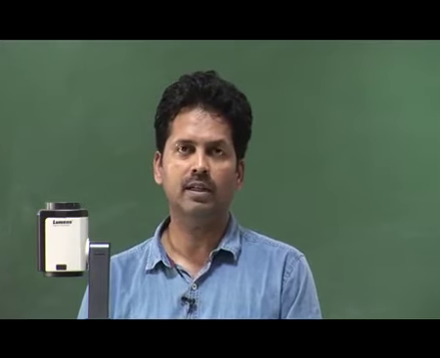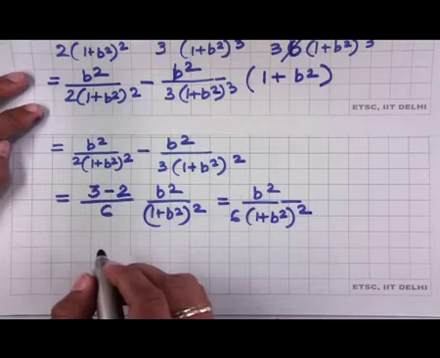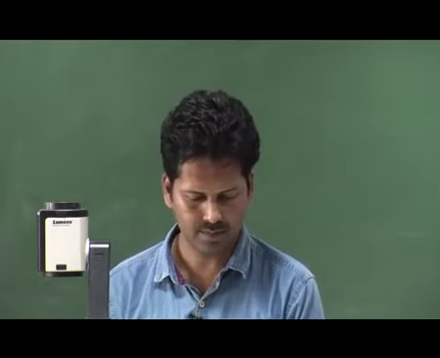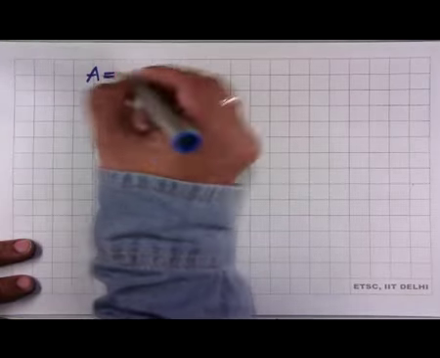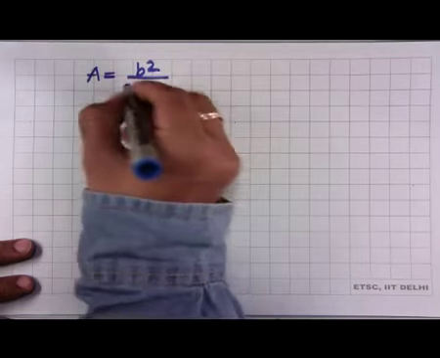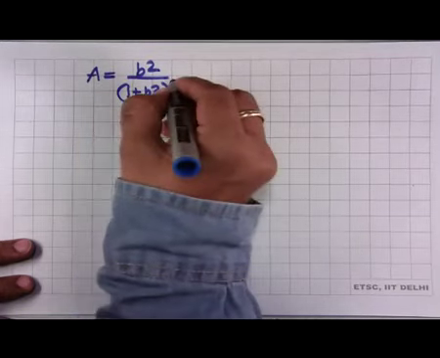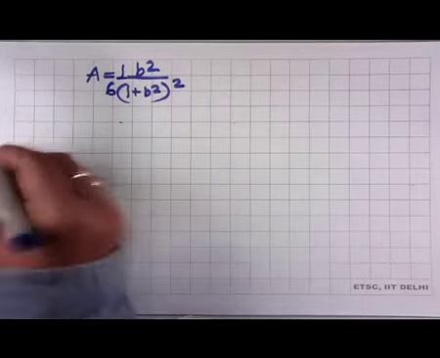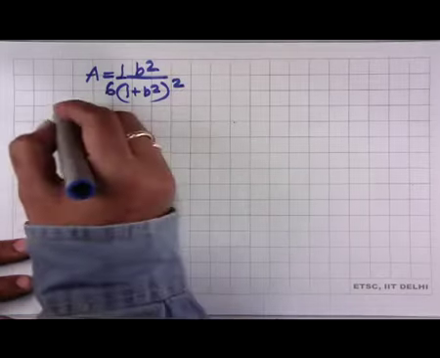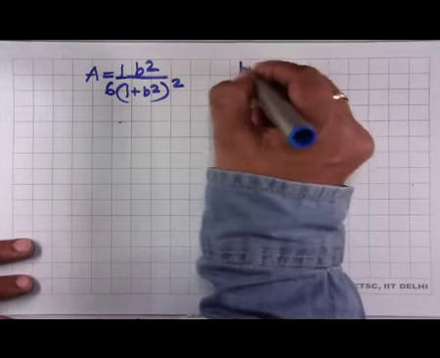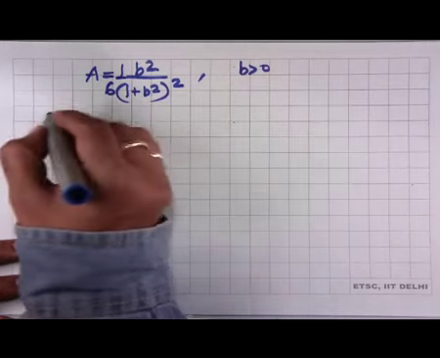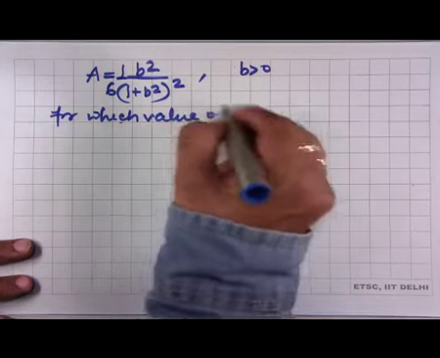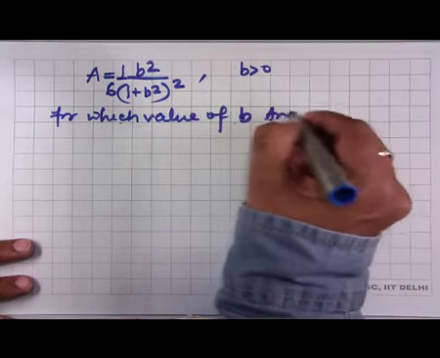So, we have computed the required area. Now, the question says that find for which value of b the area is maximum. So, let us compute that. So, your area is b square by 1 plus b square square into 1 by 6. So b is positive, it is given. So for which value of b is the area maximum?